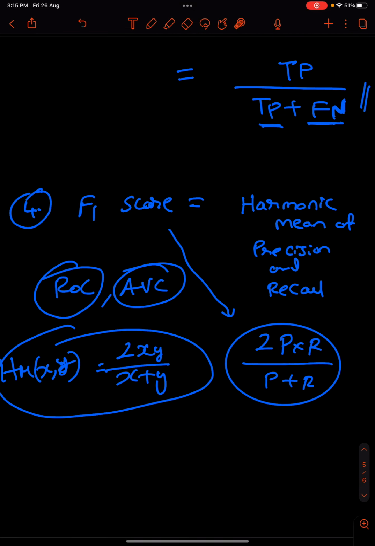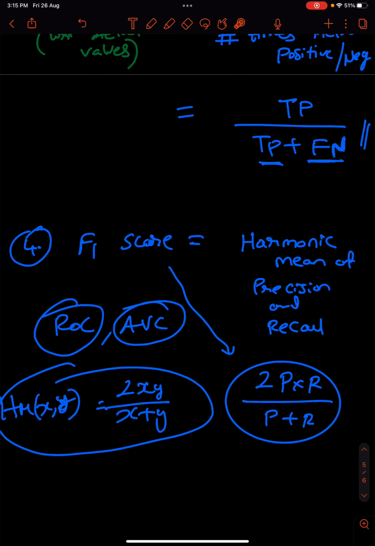F1 score is nothing but the harmonic mean of precision and recall. So 2 into P into R by P plus R. This is F1 score. In the next video, we will take an example and understand when to use accuracy, precision, recall, and even F1 score.